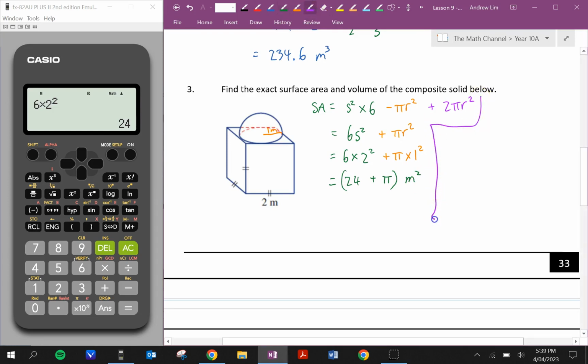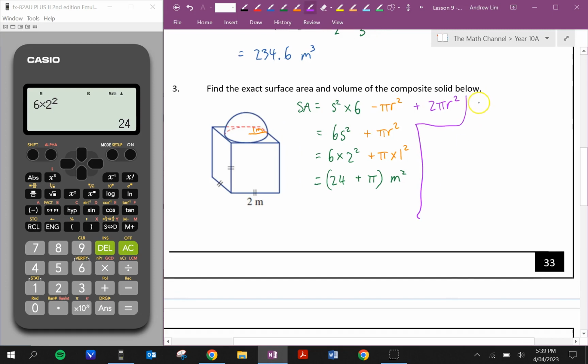Alright, what about volume? We know that volume is equal to s cubed, because that's a cube, so the side cubed, plus the volume of a hemisphere, which is half of 4 on 3 pi r cubed. Alright, so let's sub in values. The side is 2, so we've got 2 cubed. And the radius is 1.